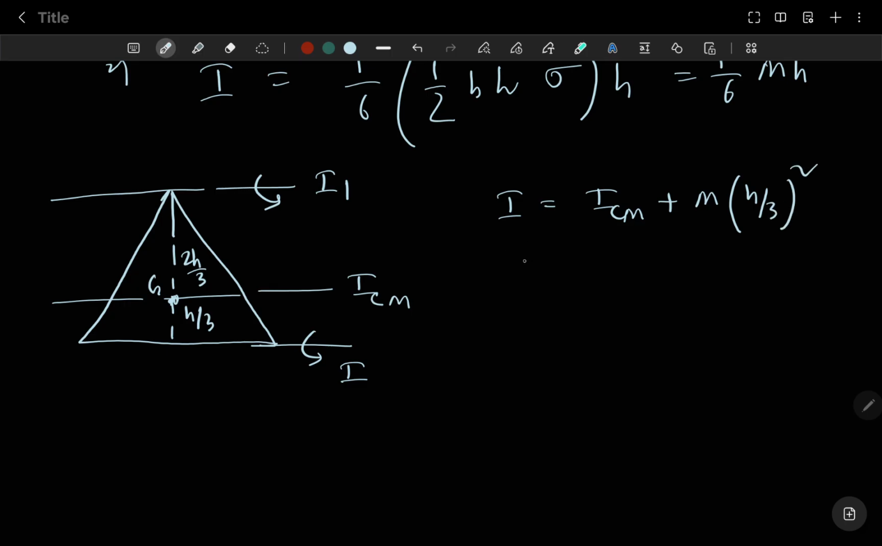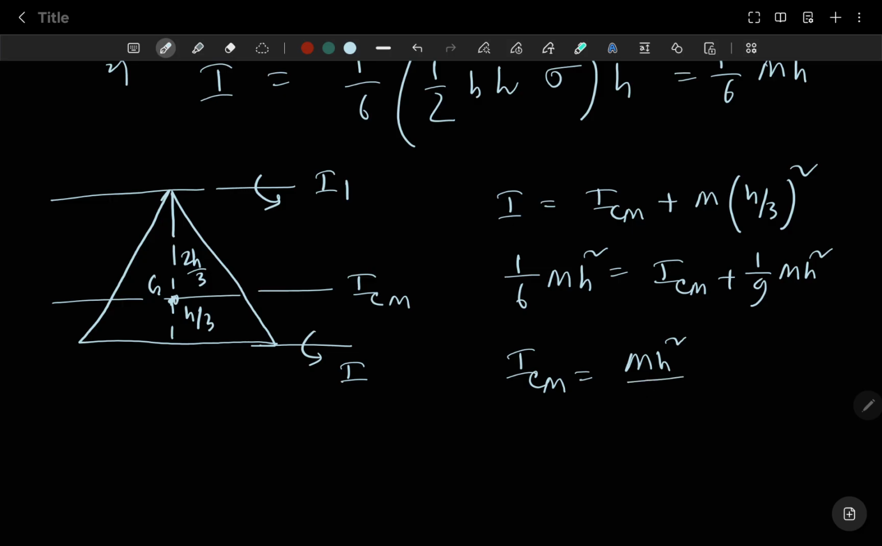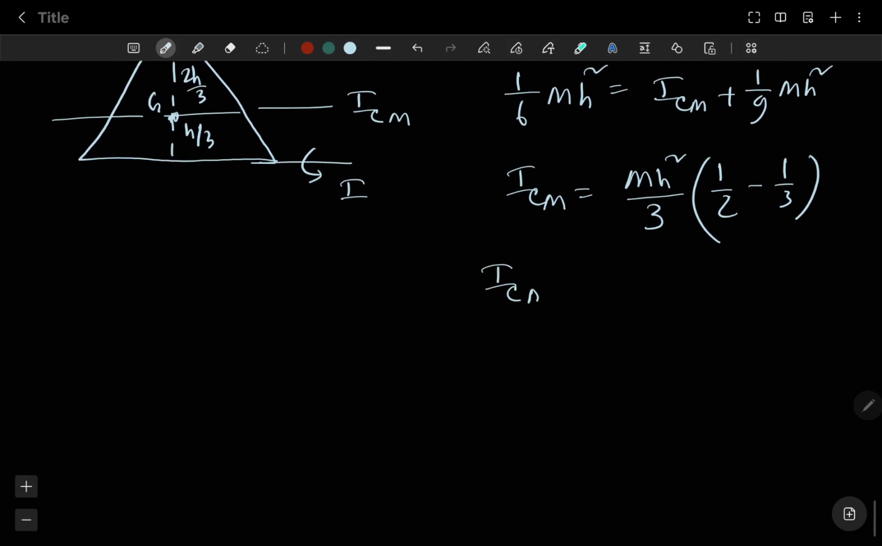So I is 1 by 6 m h square. So it is I CM plus 1 by 9 m h square. So I CM will be m h square times half minus 1 by 3. So it is 3 minus 2 over 6, 1 by 6... so it is m h square by 18.